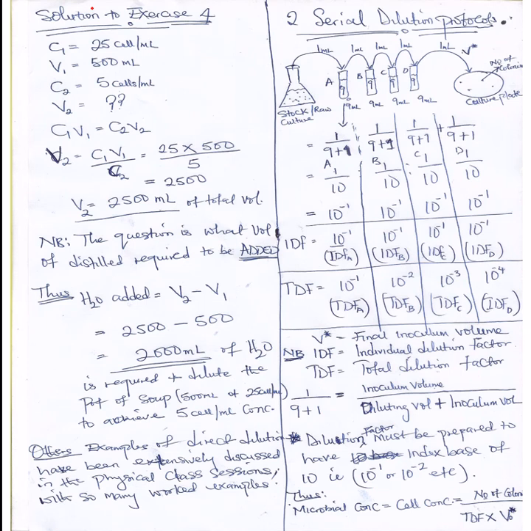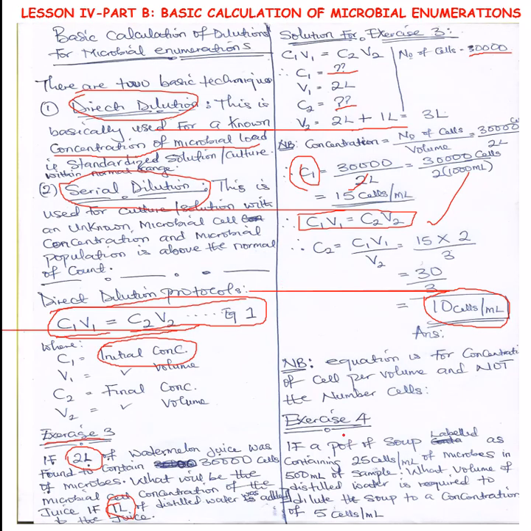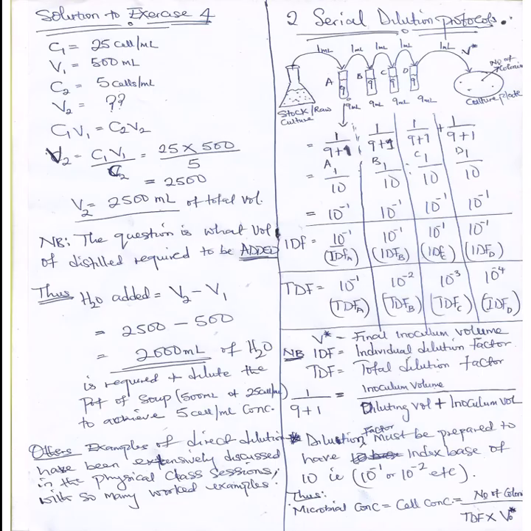Moving to the solution for exercise 4, we look into extracting the values. The values were: C1 is 25 cells per ml, V1 is 500 ml, C2 is 5 cells per ml. Why is V2 not given? And the question is to calculate. Look at the question again. The question is, what volume of distilled water is required to dilute the soup to a concentration of C2? We are looking for the volume of water that was added, not the total volume after it is being added.